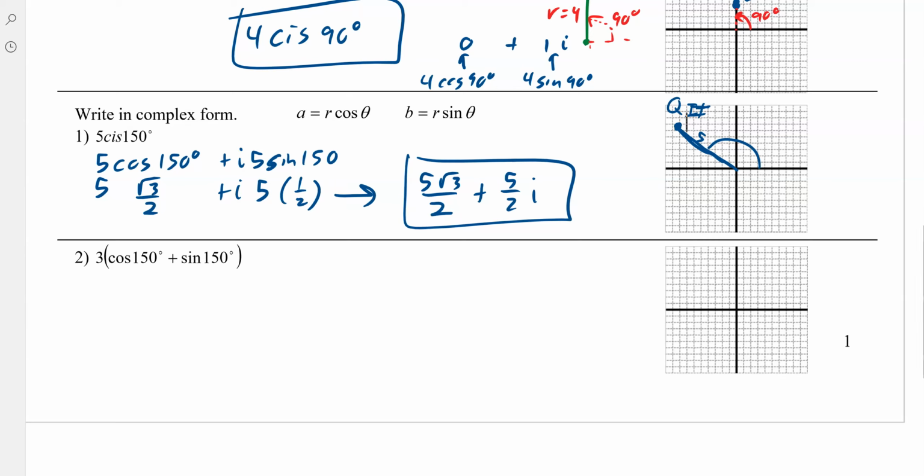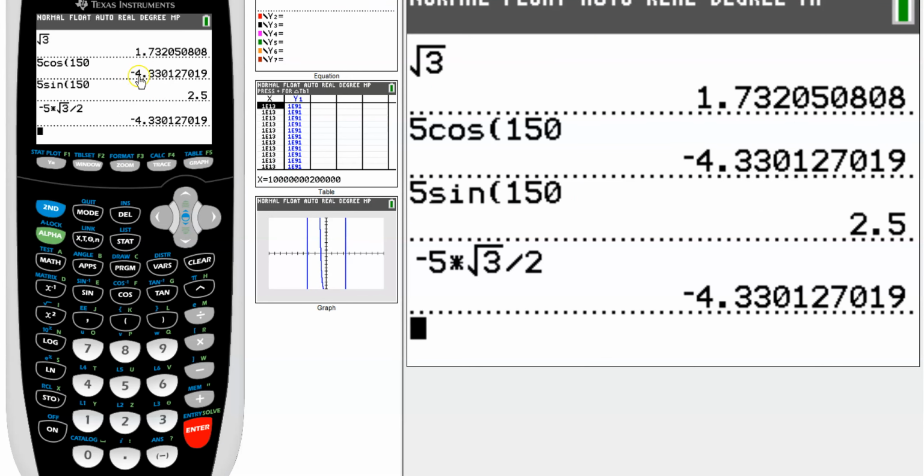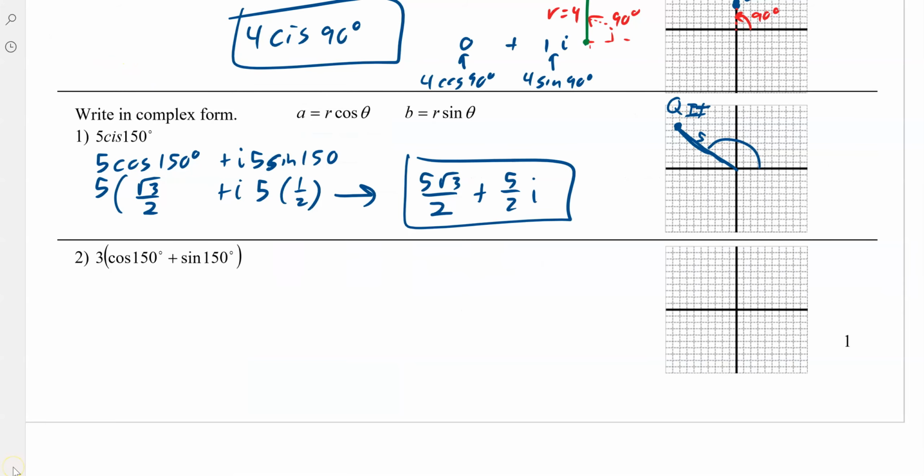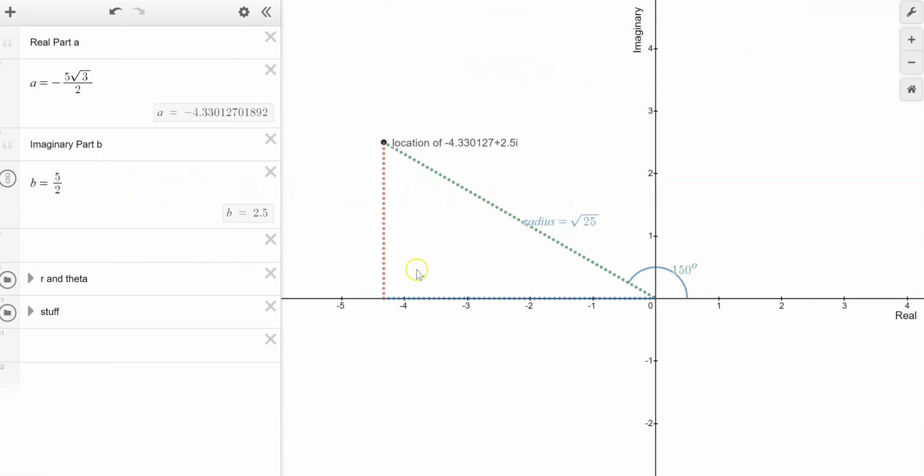So I'm going to give you a hint on why. It's our calc output. This is negative, so our real part was supposed to be negative. So this is really negative. Remember, cosine is in quadrant 2 here, which makes it negative. So now it matches. We should have a negative real part and a positive imaginary part. And so we can see now our angle of 150 with a radius of 5 gives us this location. And there is our negative 5 rad 3 over 2 and our 5 halves. So it's quadrant 2. Just always verify.